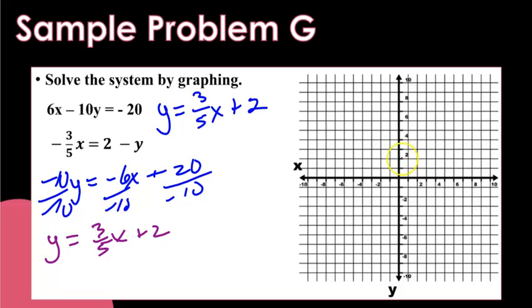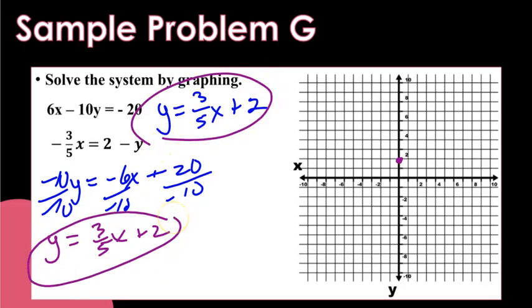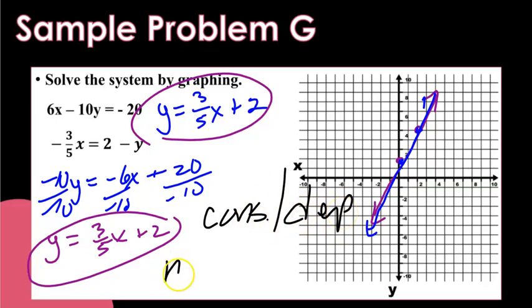So plus 2. You'll notice that these are the same equations. So it's going to be the same line. So up 3, 1, 2, 3, over 2. It's going to look like here. The blue one's going to be right on top of it. So these would be considered consistent and dependent. And we would say many solutions.